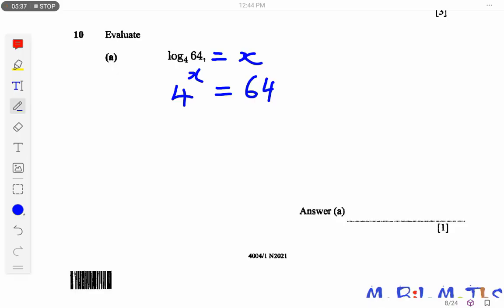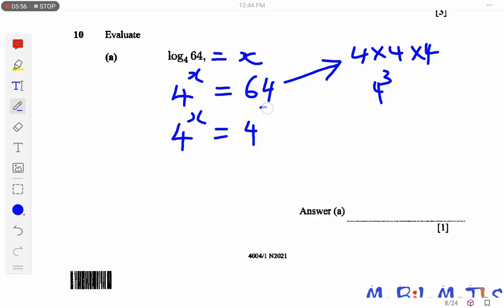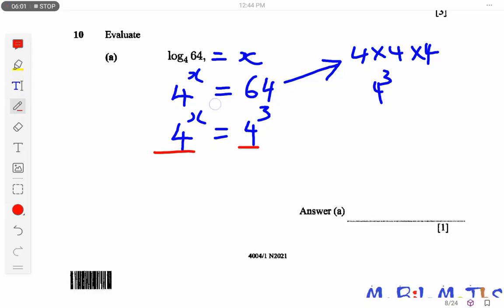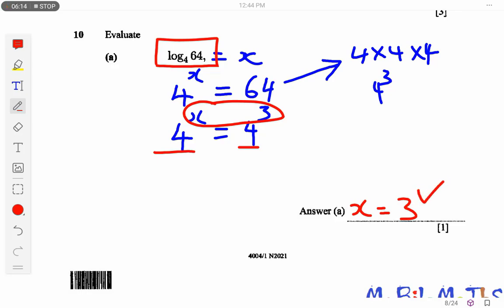I can think of the number 64 as base 4 raised to the power of 3. This is the same as 4 times 4 times 4, so that's 4 to the power of 3. I can rewrite this as 4 to the power of x is equal to 4 to the power of 3. At this point, I have the same bases, so I can equate the powers. So my x is going to be equal to 3. So the value of log 64 base 4 is equal to 3.